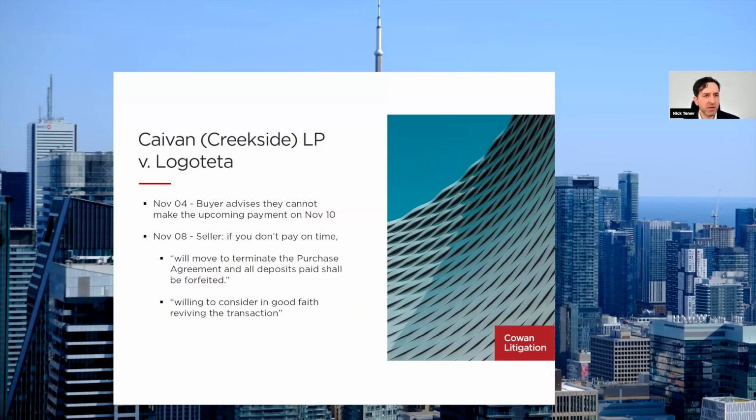But the seller on November 8th, so 2 days before the money is due, this time takes a harsh stance here, saying essentially no more extensions. This time you've got to give me the money. And this is exactly what they said here in my first bullet. They said we will move to terminate the purchase agreement and all deposits paid shall be forfeited.